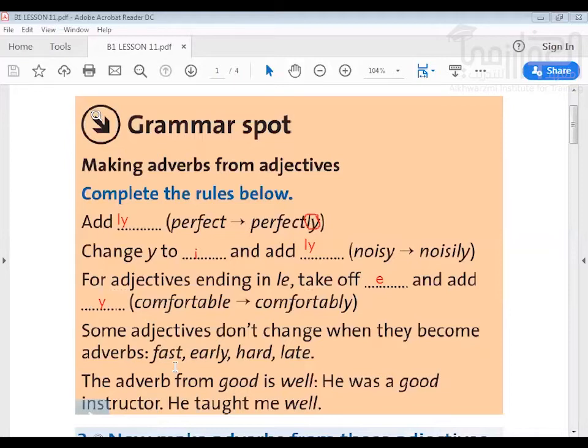Okay, and then some adjectives don't change when they become adverbs. So fast, the adjective is fast, the adverb is the same, fast. Early, the same. Hard and late, these don't change. Now the adverb from good is well. He was a good instructor. We use good to describe nouns, and we use well with verbs, to describe the verb. That's what we said at the beginning of today's lesson about what an adverb is.